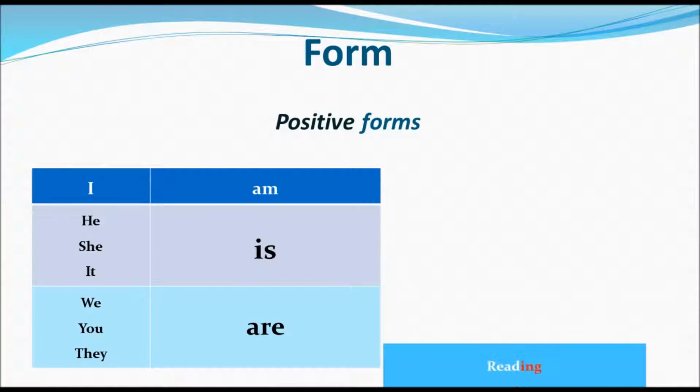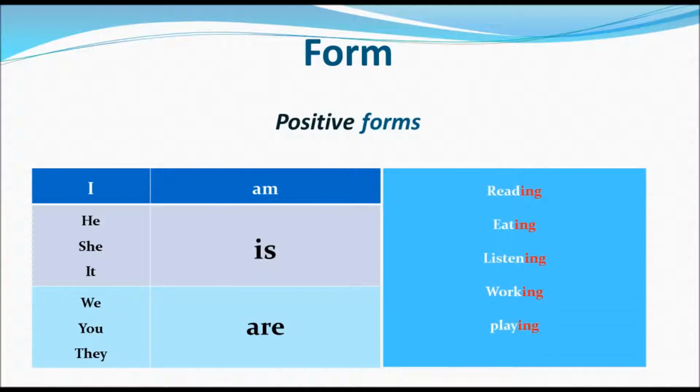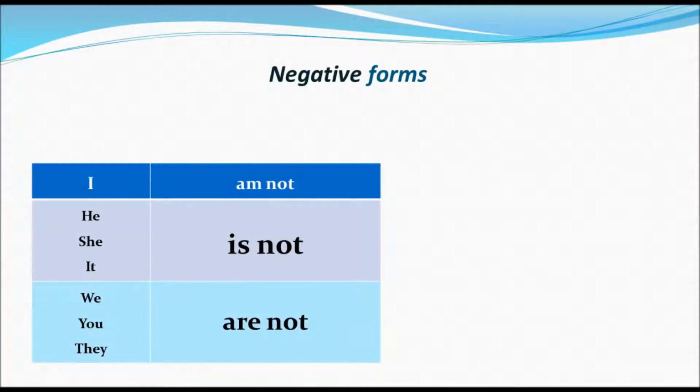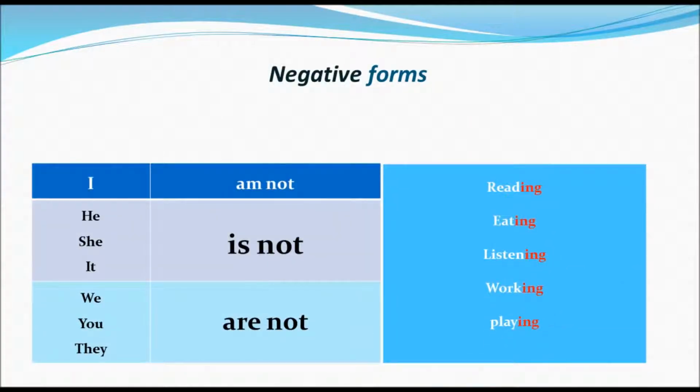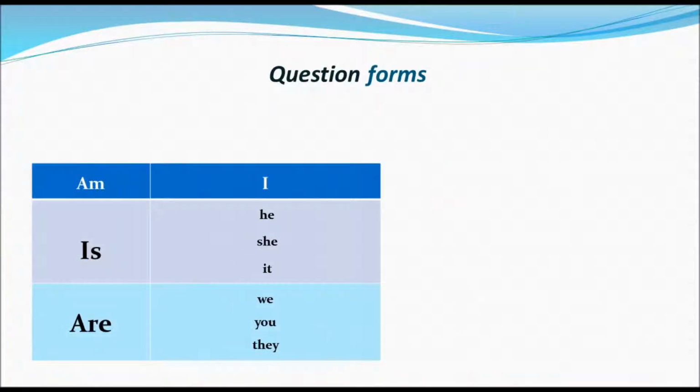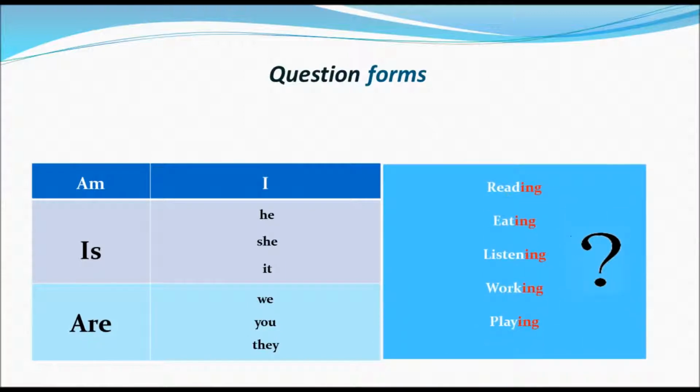Positive form. I am, he, she, it is, we, you, they are. Reading, eating, listening, working, playing. Negative form. I am not, he, she, it is not, we, you, they are not. Reading, eating, listening, working, playing. And question form. Am I, is, he, she, it, are, we, you, they, reading, eating, listening, working, playing.